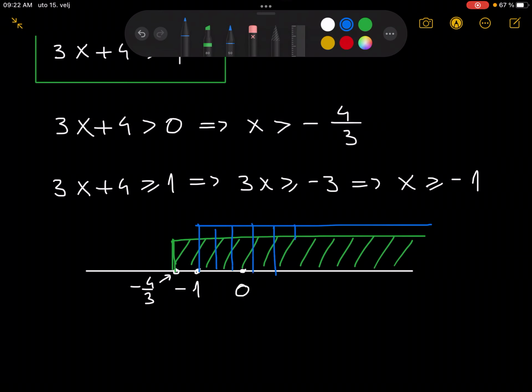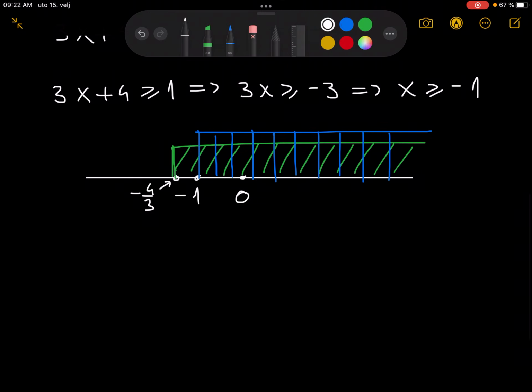and these values right here satisfy our second condition, and that's including 1. So where we have both of these shaded areas, that's going to be our final set of solutions to this inequality. And that's including -1. So x goes from -1, including -1, to positive infinity. Okay, so that's our final answer for this problem.